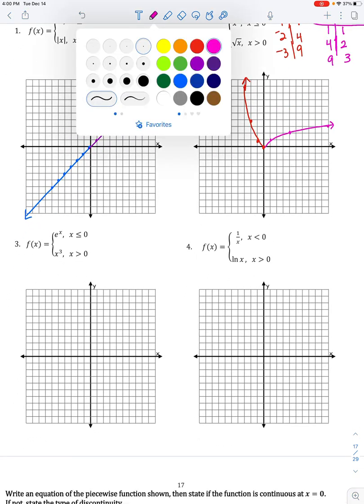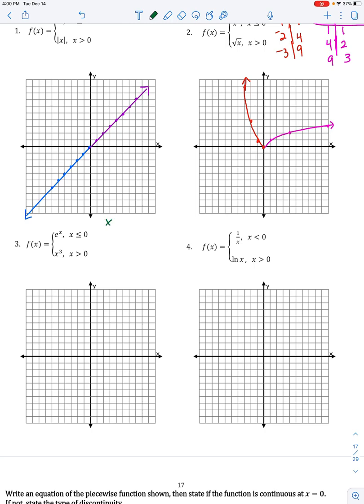Okay, the next one, e to the x is a pain to graph, but we're going to plug in a few numbers. So it has to be less than or equal to 0, so I'm going to use numbers like 0, -1, -2, -3. Anything to the 0 is 1, so (0, 1) is on there. E to the negative 1, you can use your calculator. It's about 0.37. So at -1, you're just going to go up a little bit.